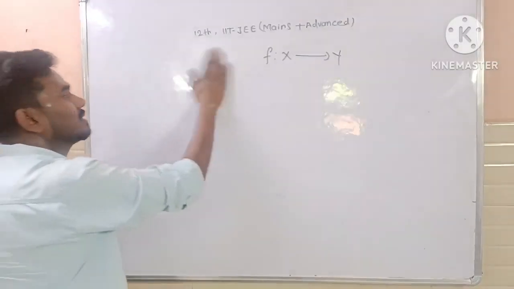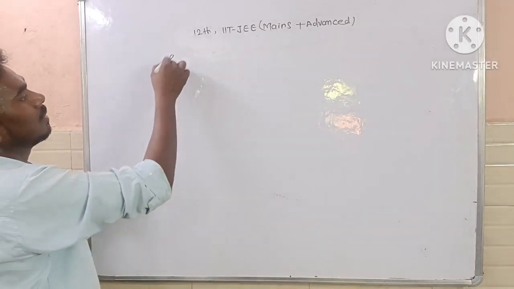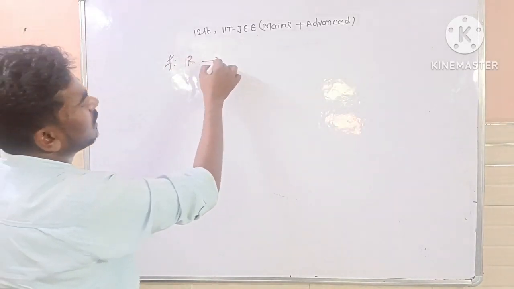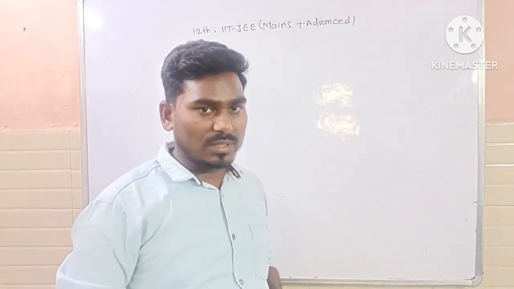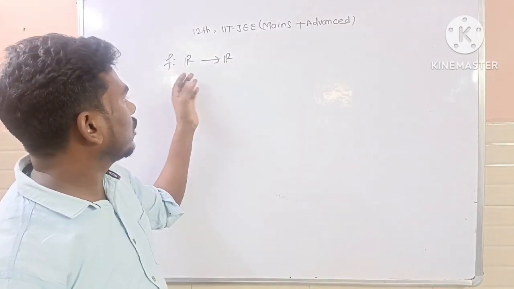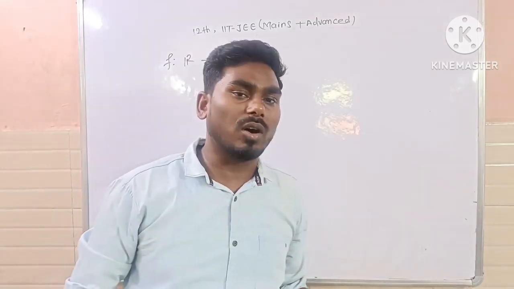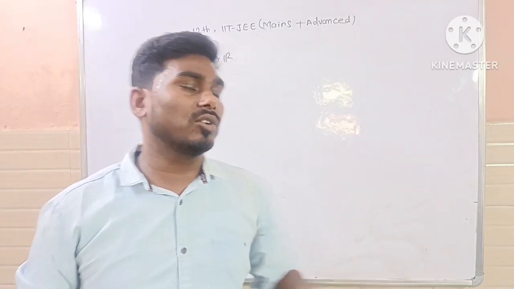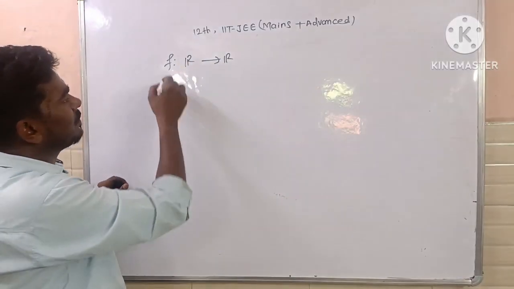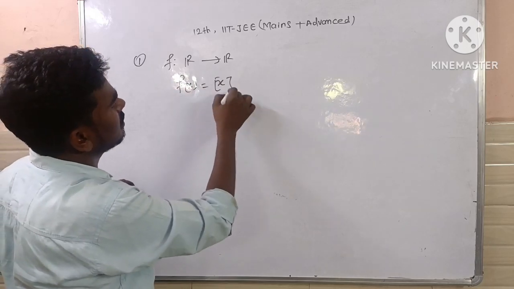Now a very important question that is asked multiple times in board exams: a function going from the set of reals to reals. The important word is real valued function. If the domain and codomain are both subsets of the real numbers, then the given function is said to be a real valued function. The function is defined here as f of x equals the greatest integer function.